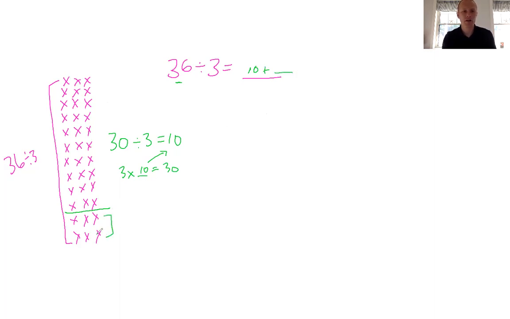Now down here, I have 6 total things, 6 x's, divided into groups of 3 has given me 2 groups. And now I'm going to take this and add it to my 10. So 10 plus 2 equals 12. I got ahead of myself there. So 36 divided by 3 is the same as 10 plus 2, which is 12. That's 10 groups of 3 plus 2 groups of 3, or 12 groups of 3. And that's how we can go ahead and solve that problem.